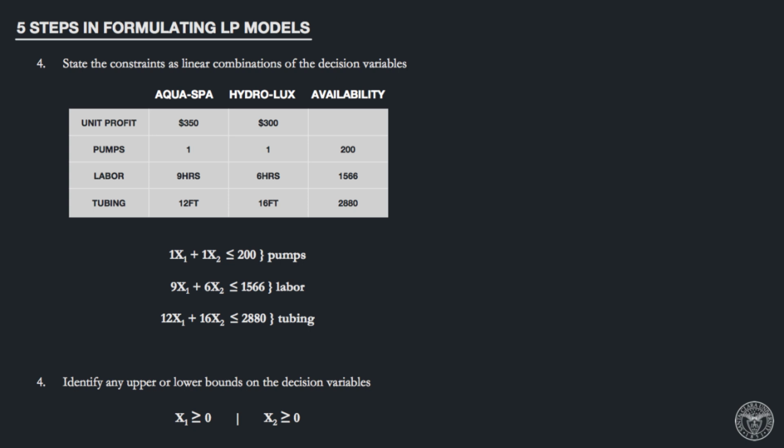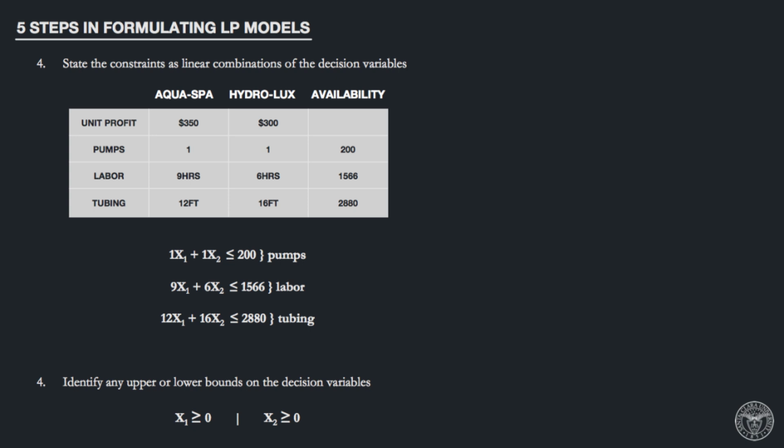The fourth step is to state all the constraints we have. In the previous relation table, we show the number of requirements of the pumps for each product. So in this case, we can write down 1x1 plus 1x2 is less than or equal to 200 pumps. For the labor, we have 9x1 plus 6x2 less than or equal to 1,566. And for the tubing, we have 12x1 plus 16x2 less than or equal to 2,880.